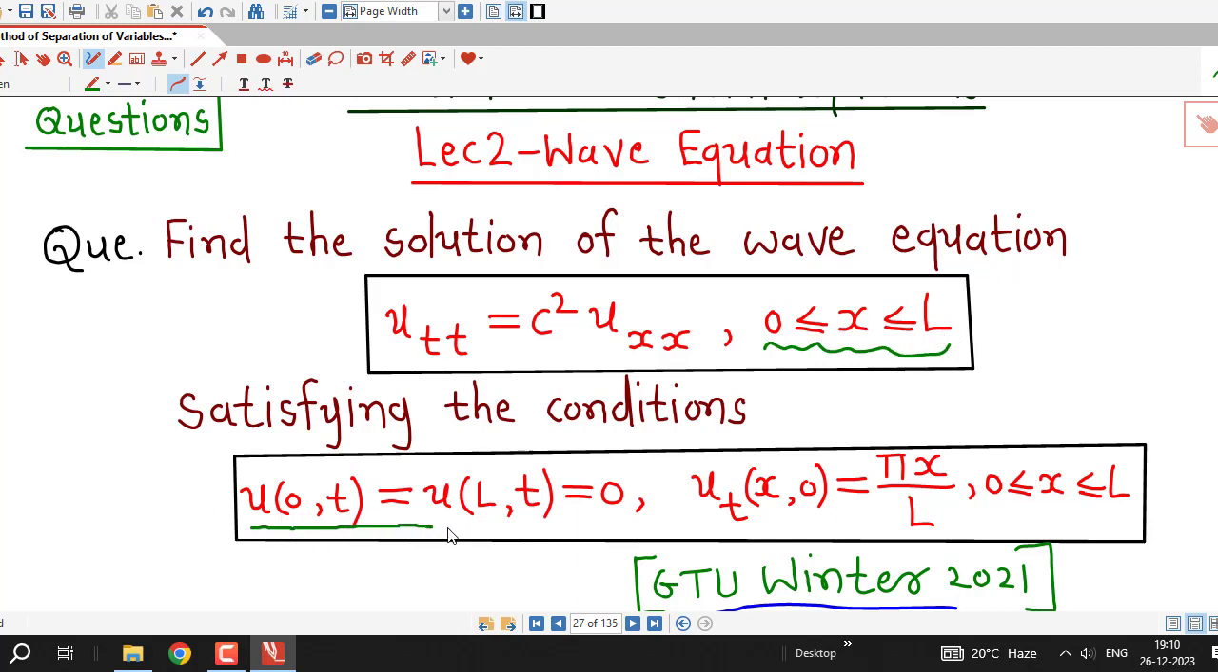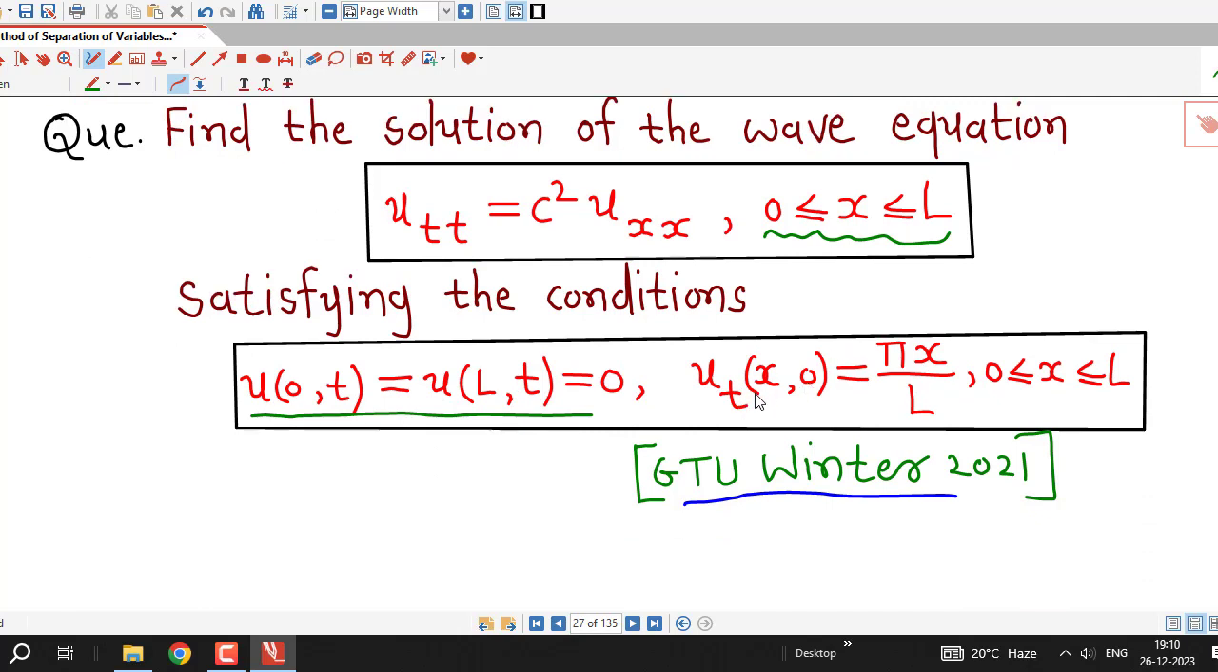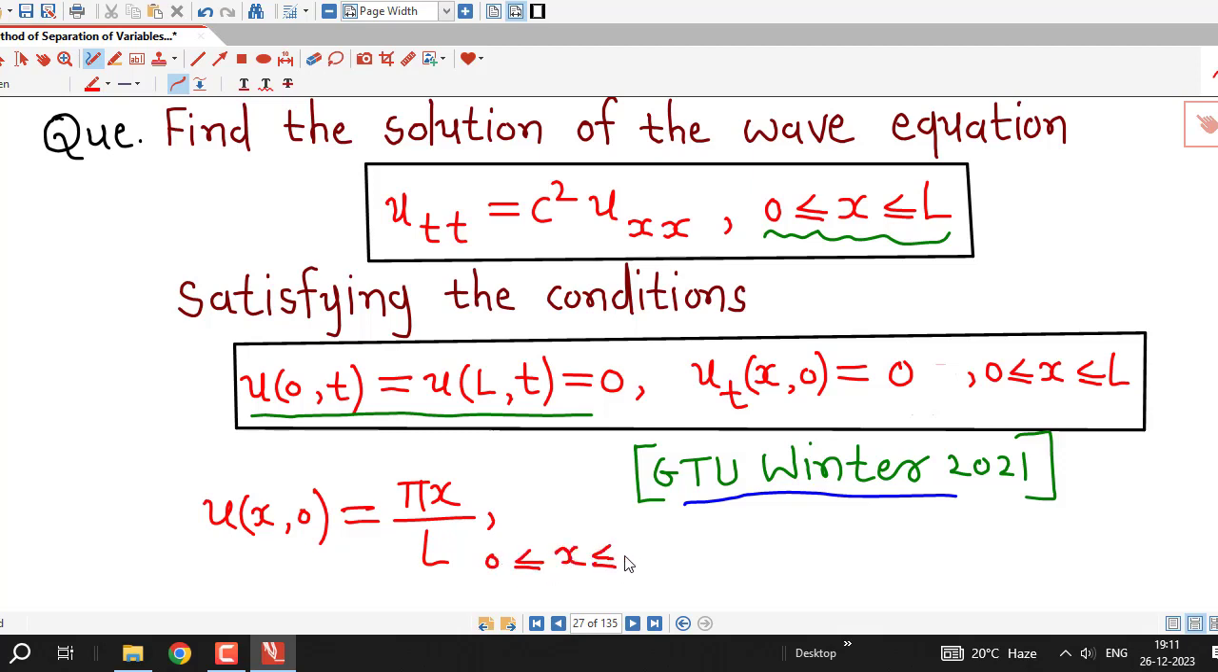Boundary conditions are that u has 0 value at x equal to 0 and at x equal to L, and del u by del t at t equal to 0, the initial velocity, I have made a mistake here. Initial velocity is given to be 0, and initial deflection is given by u(x,0) equal to pi x divided by L, when x lies in between 0 and L, and initial velocity is 0.